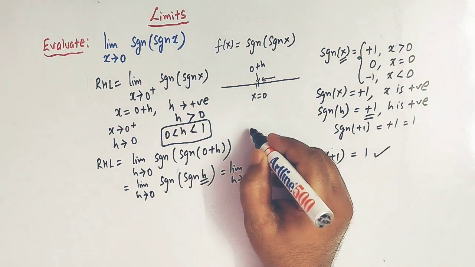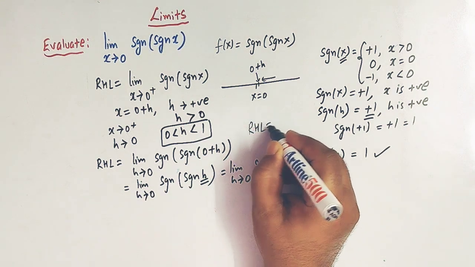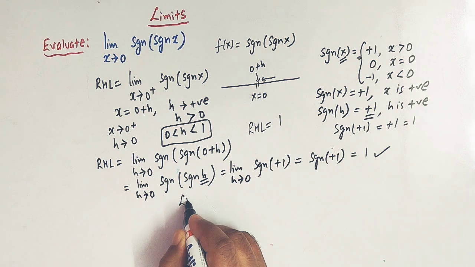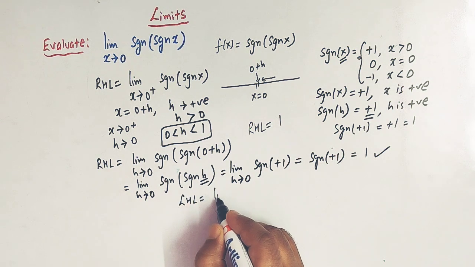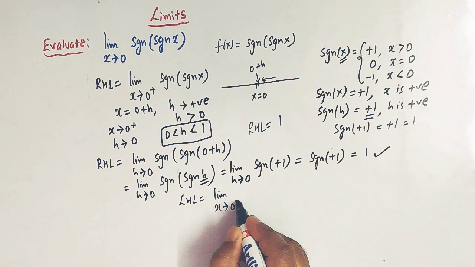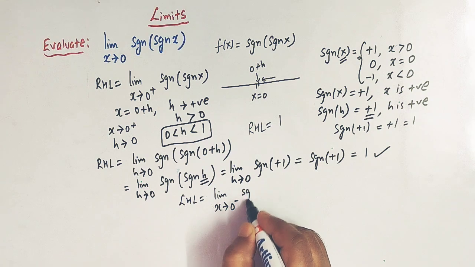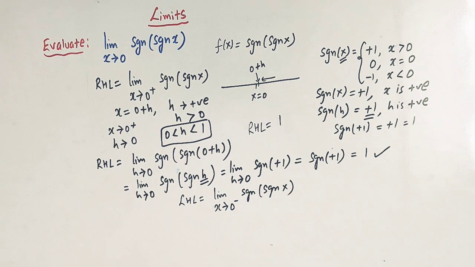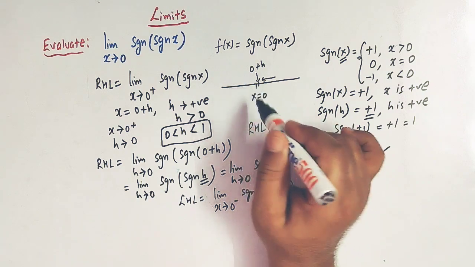So now we can write the right hand limit as 1. Now let us find out the left hand limit. The notation for left hand limit goes like this: x tends to 0 minus, and here we have signum of x, right?